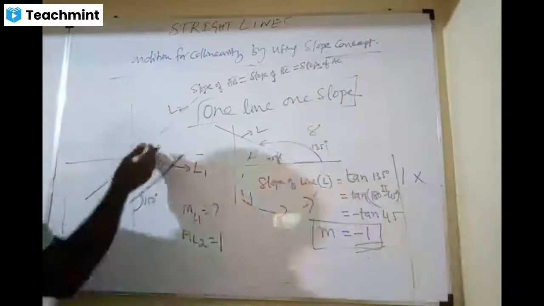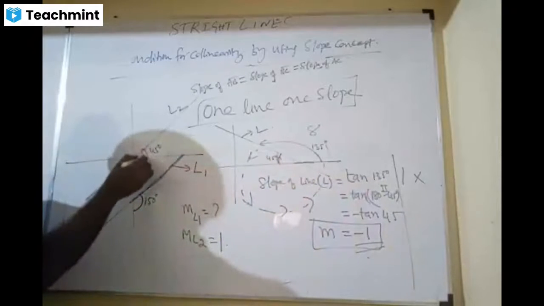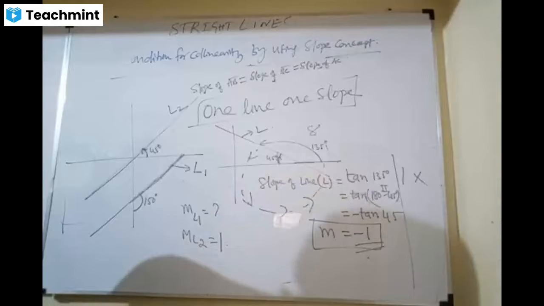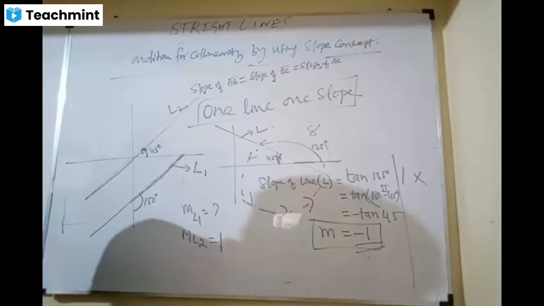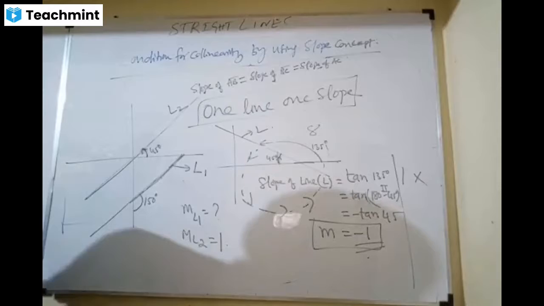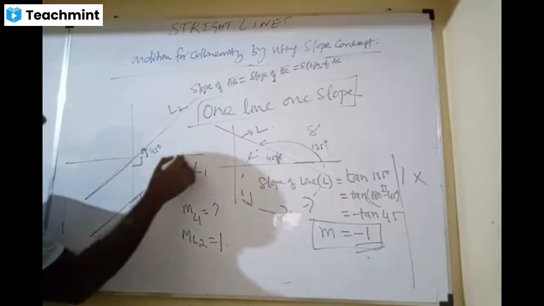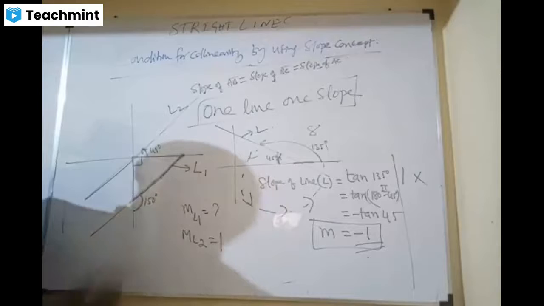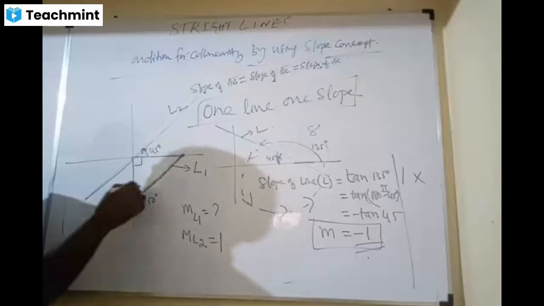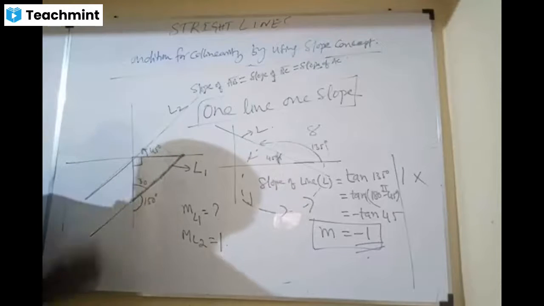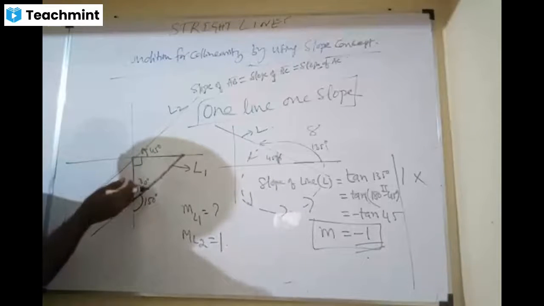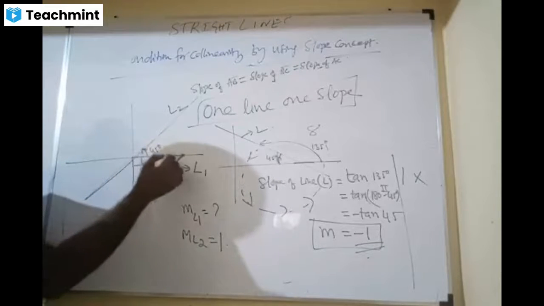Line 2 is 45 degrees from the x-axis in the anti-clockwise direction. Brilliant. Very good. Who will tell the slope of L1? It is a triangle, right? Right angle triangle. What is this angle? 30. If this is 30, what will be this one?